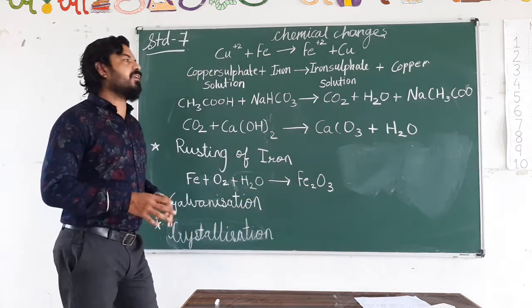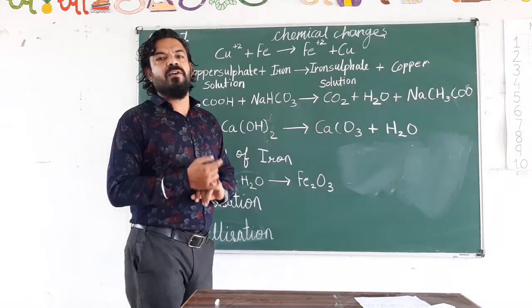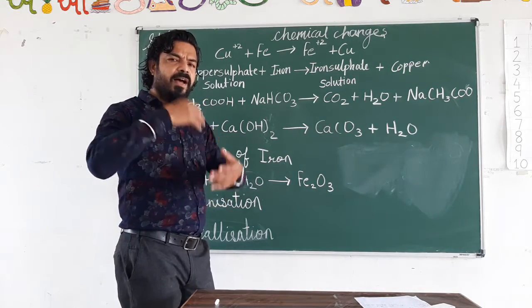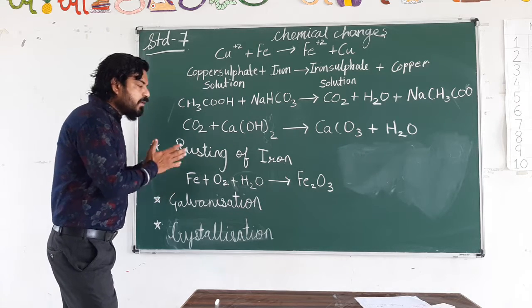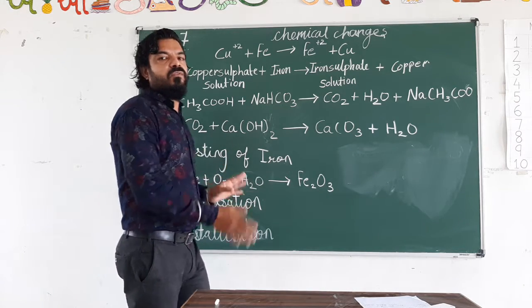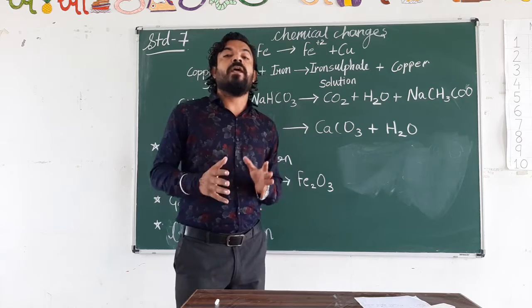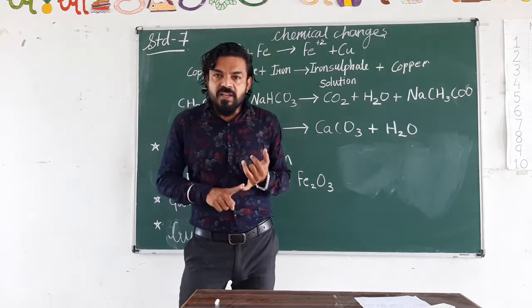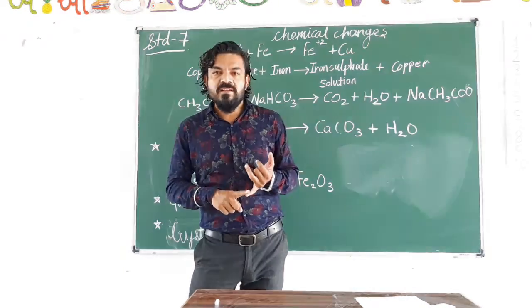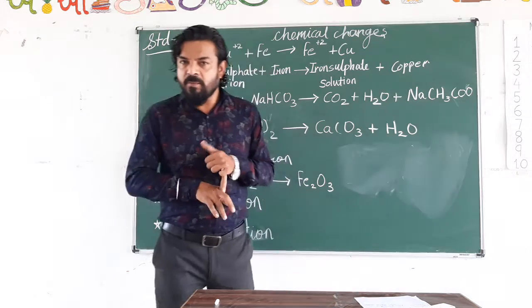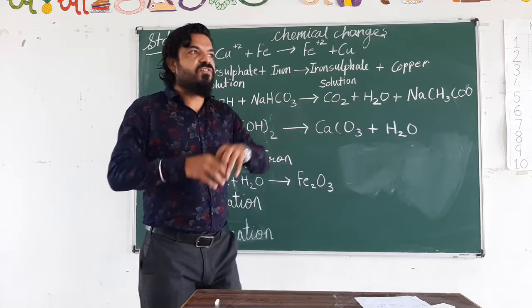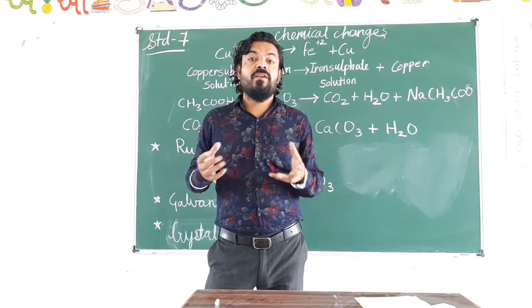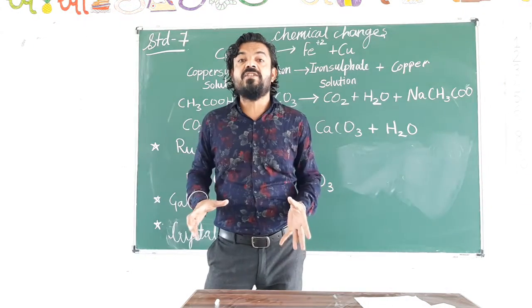This is oxidation. Oxidation is one kind of reaction that we understand in the higher classes. Just you have to remember this one. The iron plus oxygen plus water will give a ferrous oxide. This is called the rusting of iron. Now, this is very difficult: how we have to prevent this rusting of iron.